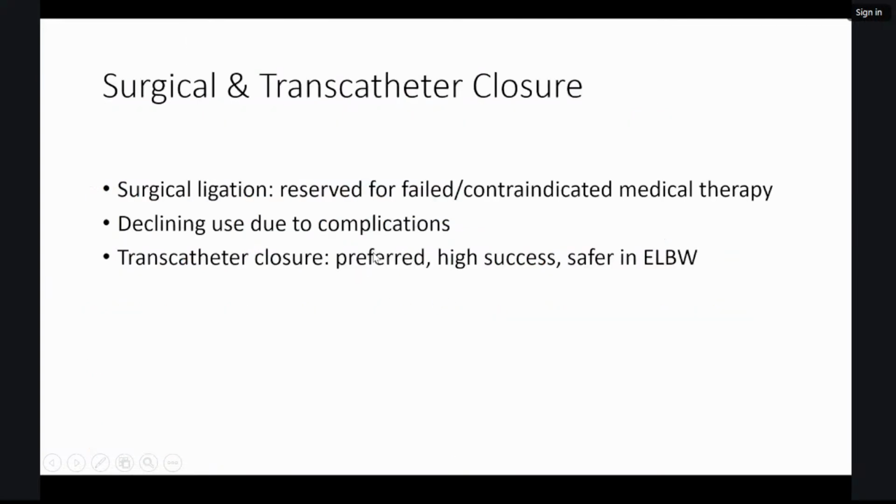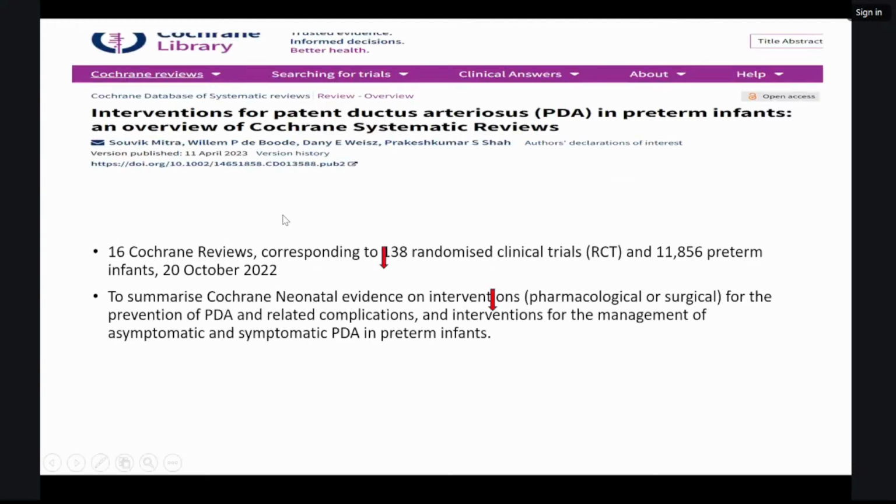So surgical ligation is reserved for failed or contraindicated medical therapy, and is declining due to complications. Transcatheter closure is gaining advantage because it is preferred, has a higher success rate, and is safer in extremely low birth weight babies. It can be used when weight is more than 700 grams. So these are the interventions for patent ductus arteriosus in preterm infants, and an overview of the Cochrane review.